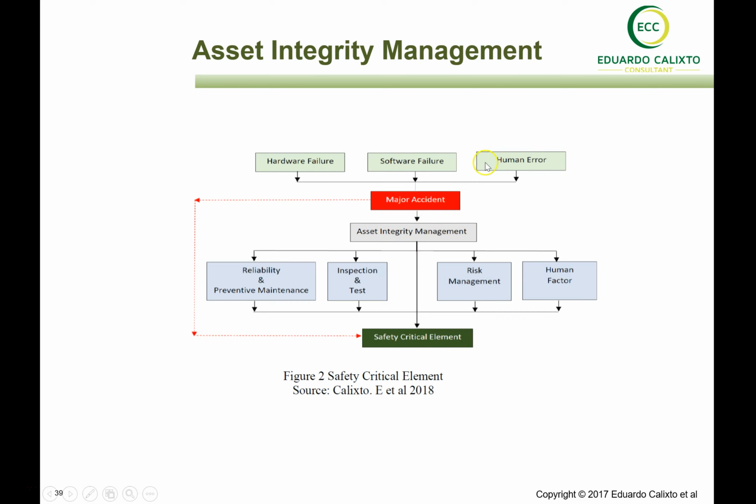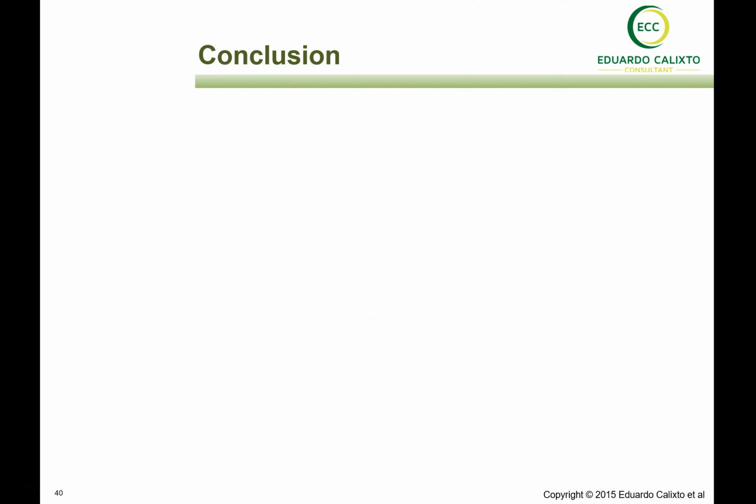It can be hardware, software, human error, or a combination of them that are classified as safety critical elements. And then, of course, you need a program, and this program needs some elements such as reliability, inspection, risk management that we're discussing now, and human factor. That's our part and the basis for asset integrity management. Nowadays asset integrity management does not have a specific standard, and some companies have strong programs implemented, but others do not. So in the future, we expect to have asset integrity management programs, procedures and standards to give a guideline for different industries.